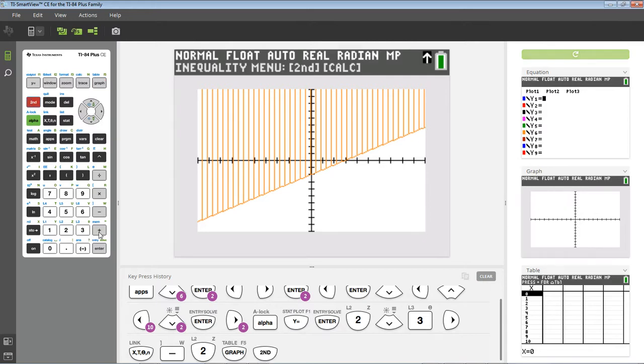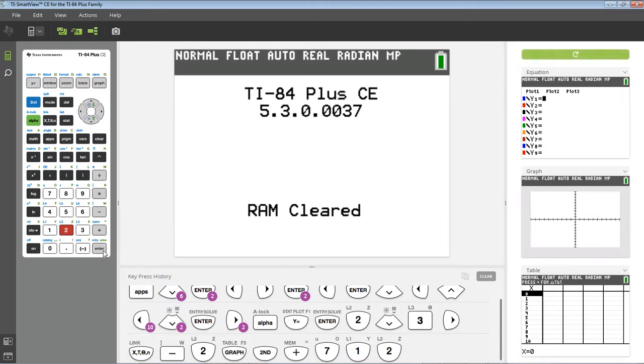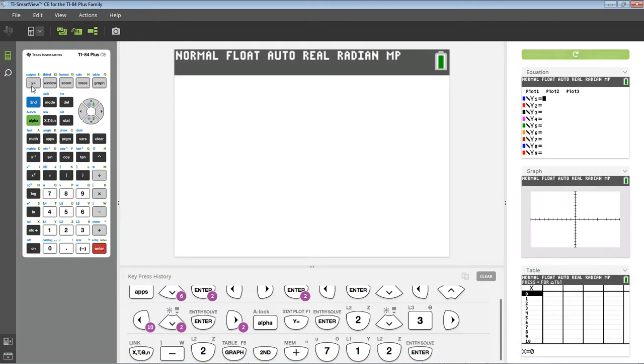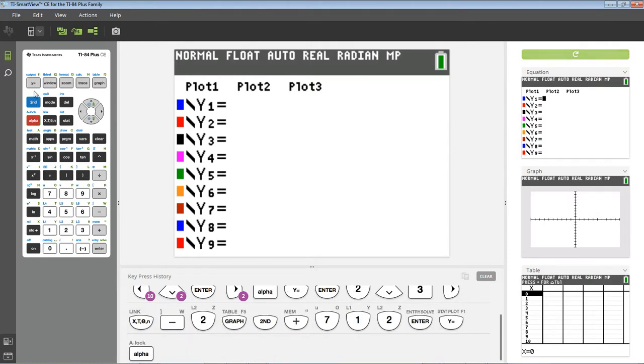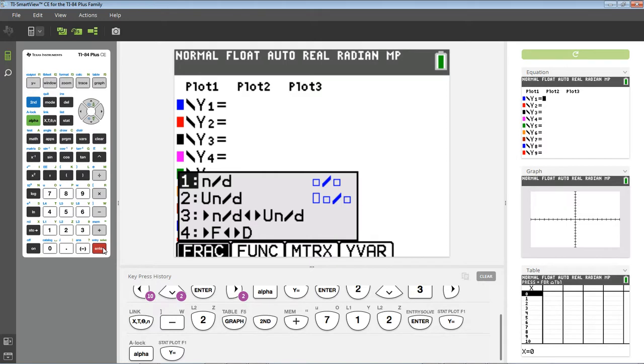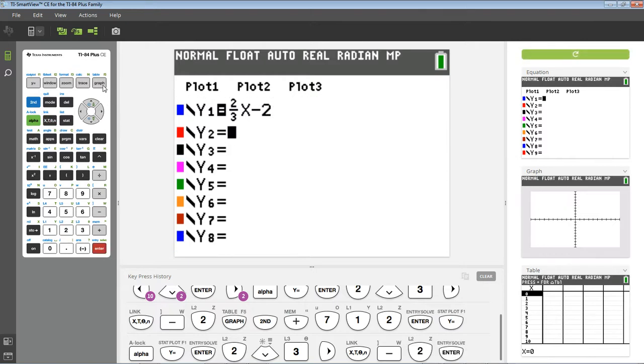Here, let me clear the memory. 2nd plus 7, 1, 2. Okay, clear the RAM. Go to y equals and just type in the equation for the line. All right? So in this case, we'll type, again, we're going to do alpha y equals to get that n over d notation, and then 2 over 3 x minus 2.